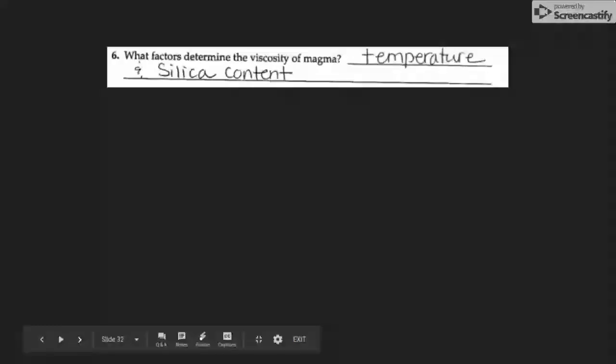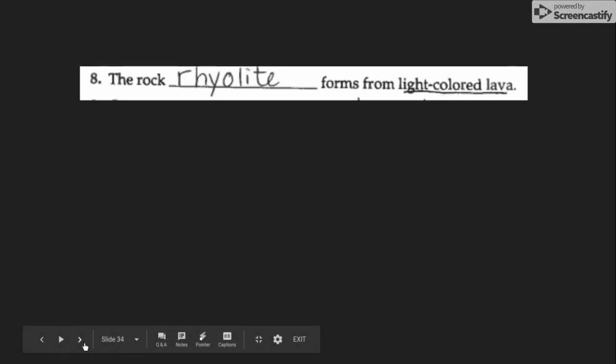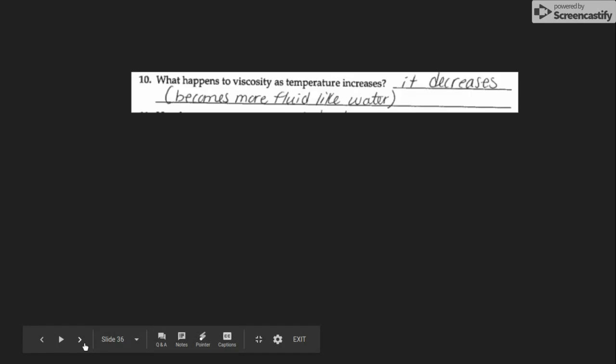What factors determine the viscosity of magma? Temperature and silica content. Circle the letter of each sentence that is true about silica. Silica makes magma thicker, and silica produces light-colored lava. The rock rhyolite forms from light-colored lava. Low silica magma forms rocks like basalt. What happens to viscosity as temperature increases? It decreases and becomes more fluid, like water.